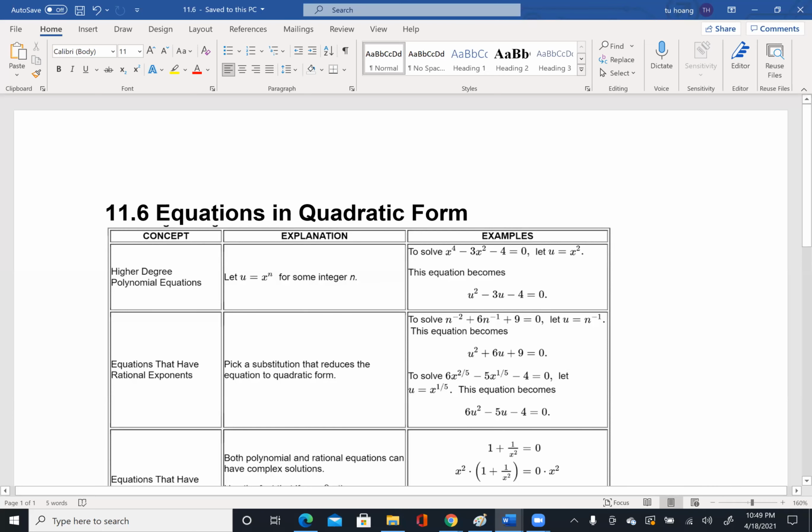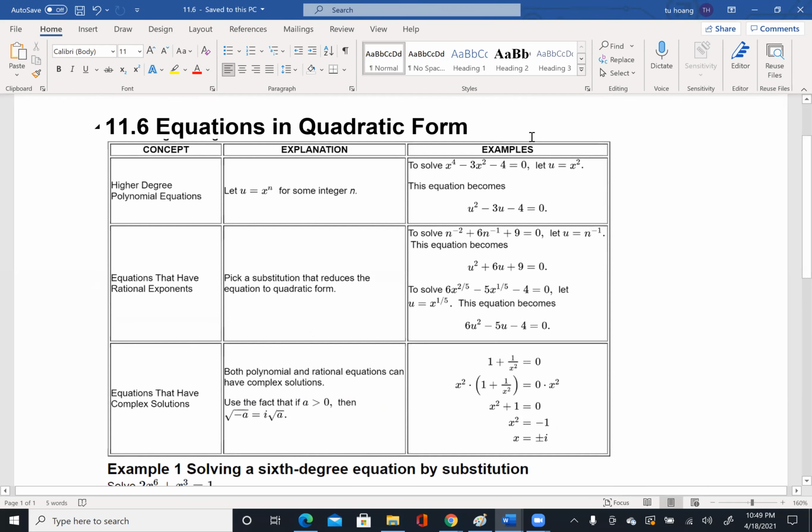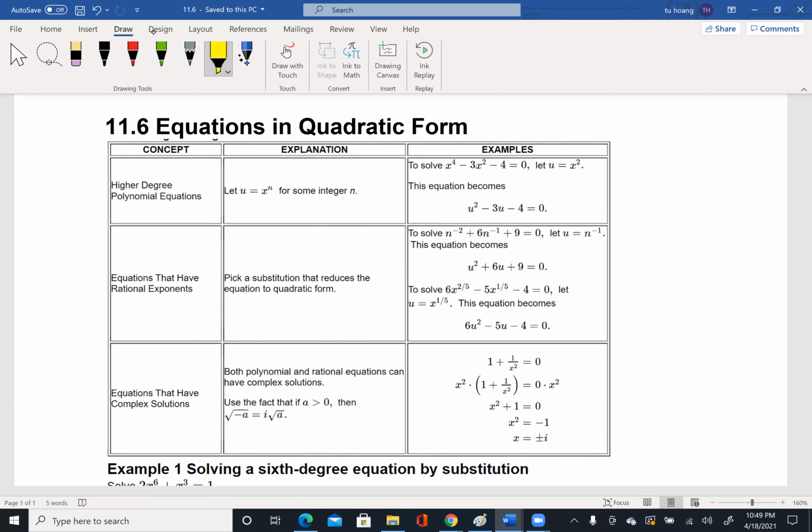Okay, so I'll come back to 11.6, equations in quadratic form. In this section, we will learn about higher degree polynomial equations, for example, x^4 minus 3x squared minus 4 equals 0. A polynomial like that we call higher degree, because instead of having x squared, you're having x^4.